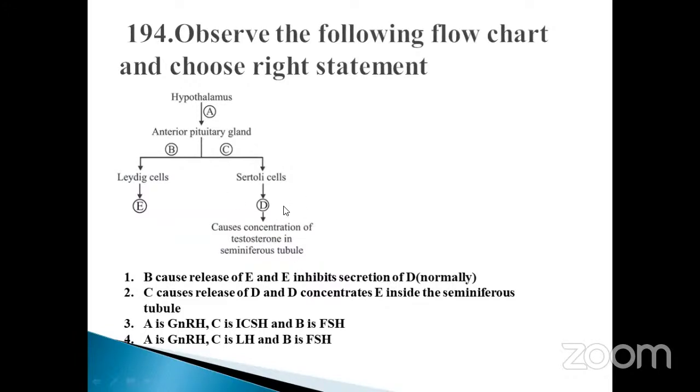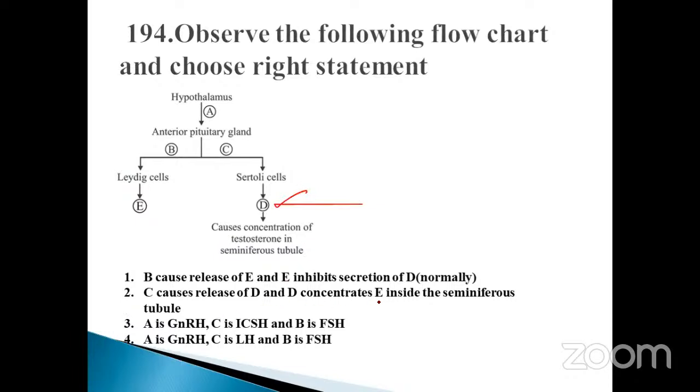According to this, which one is the correct answer? Observe the following flow chart and choose the right statement, they asked. B causes release of E, and E inhibits the secretion of D. Is it correct or not? Here there are no interrelations between these two. C causes release of D. C releases D. This one is correct.